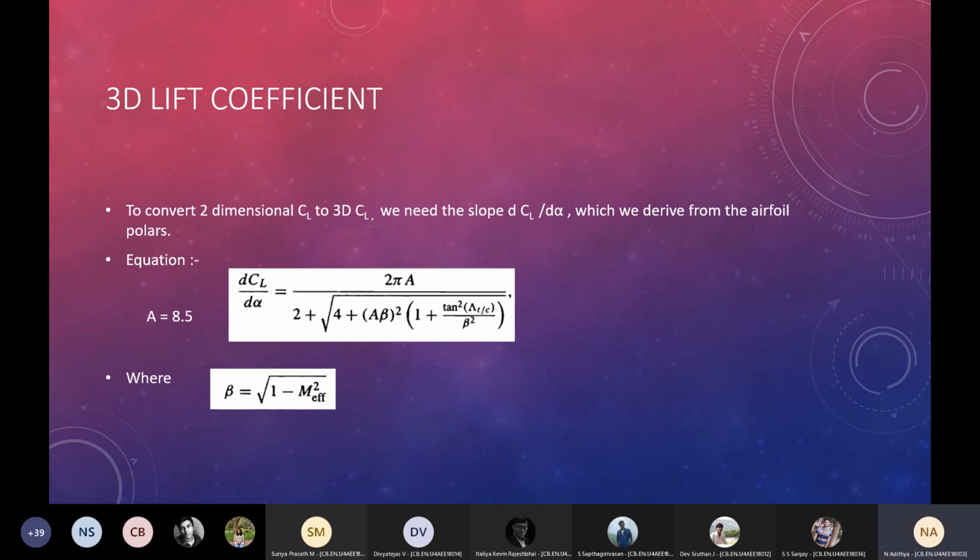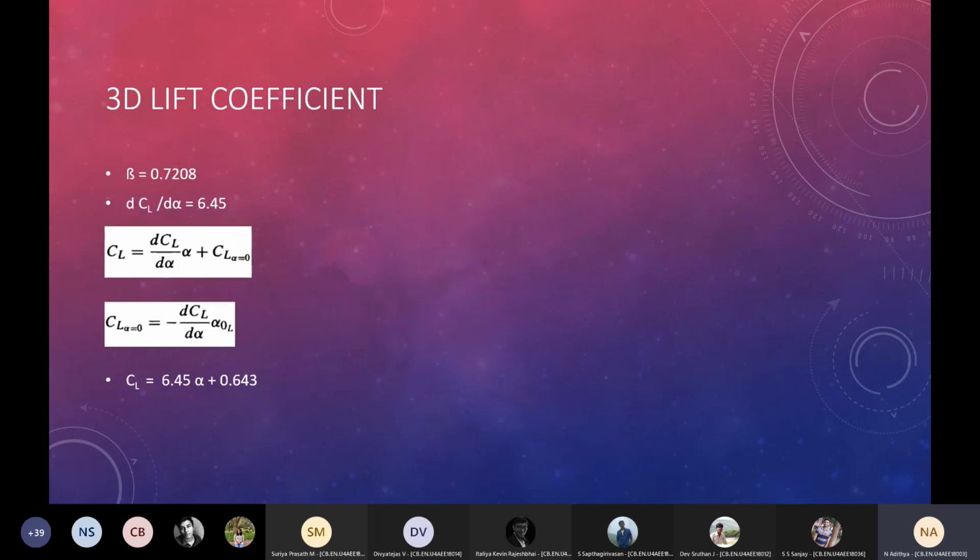And to convert two-dimensional CL to three-dimensional CL, we calculated dCL by d alpha, which we derive from the formula using the aspect ratio of 8.5 and a beta value of 0.72. We derived our dCL by d alpha to be about 6.45. And after calculating CL at alpha equal to 0, we find the equation for 3D CL, which is 6.45 alpha plus 0.642.